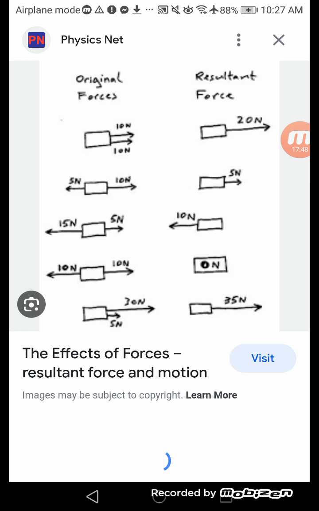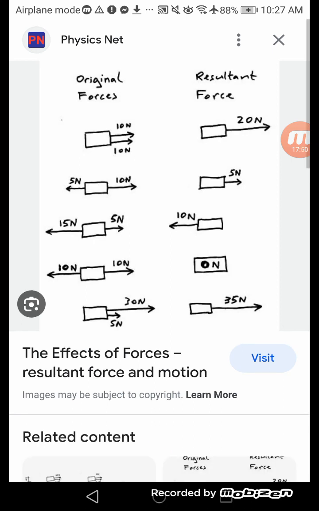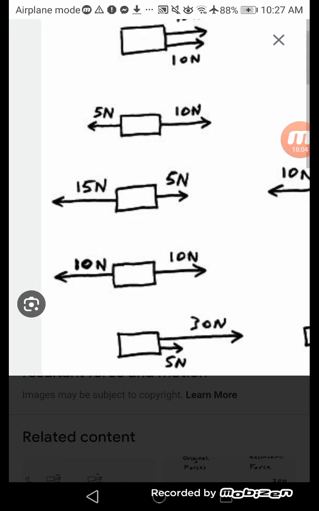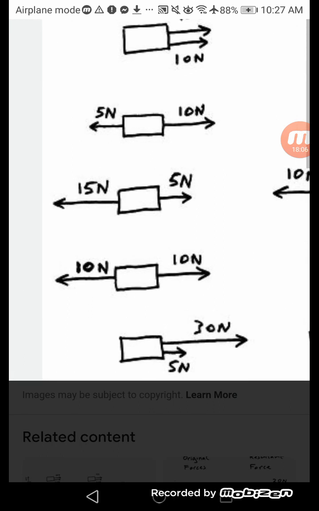See here, this one. These two forces are acting in one direction, 10 Newton and 10 Newton. So the total will be 20 Newton, and it will go in that direction. And in this one, some force is acting backward, suppose a resistant force of 5 Newton. You are trying to move forward, but some force is dragging you backward. So you are trying to move with a force of 10 Newton.